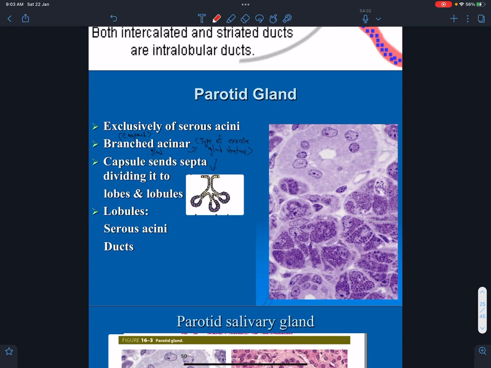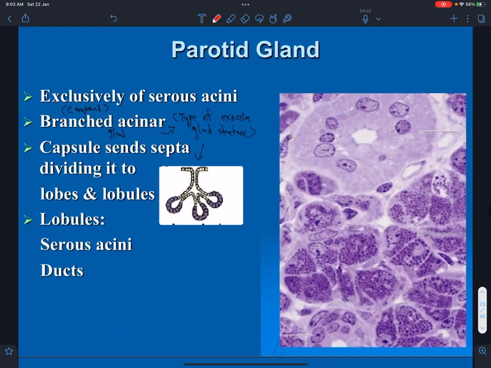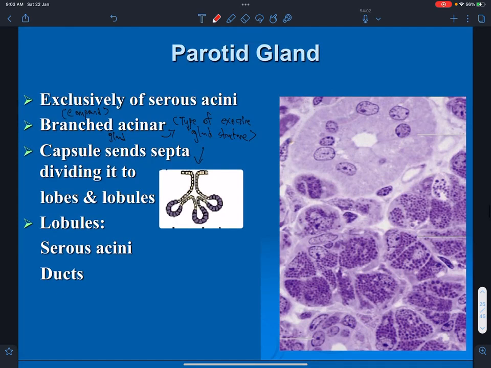Only serous acini. So if I were to describe the parotid gland, it's an exocrine gland. It's a branched acinar gland that is made of exclusively serous cells. Thus, they secrete only what? Serous saliva. So if you look at this histological picture, you see these darkened cells right here? These are your serous cells, which appear darker in stain. Why? Because they contain many granules, rich in enzymes and proteins. So darker stained cells in your gland, this is parotid gland.